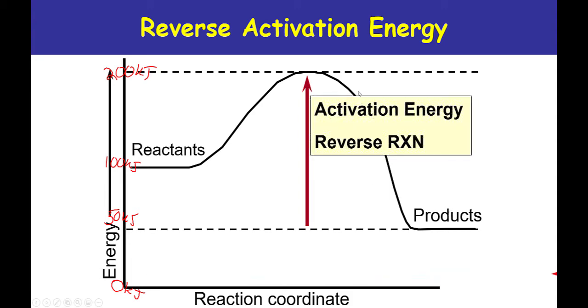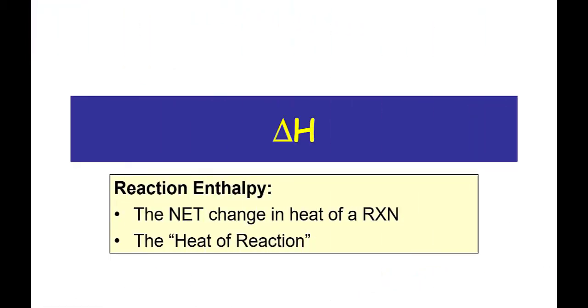So the reverse activation energy is higher than the forward, which means probably, as we're going to see later on, it's a little easier for this reaction to proceed in the forward direction. And that'll be relevant later when we get into the equilibrium chapter. So the next thing that I want to get into, coming off activation energy, is our delta H, otherwise known as our heat of reaction.